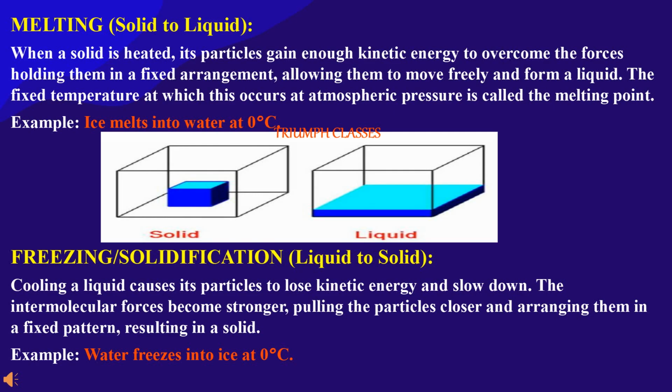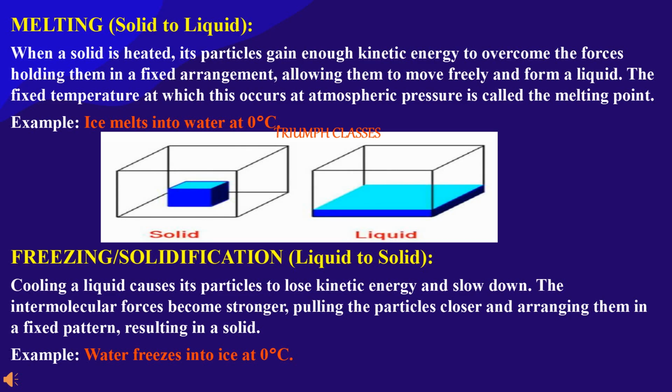Melting. Conversion of solid into liquid. When a solid is heated, its particles gain enough kinetic energy to overcome the forces holding them in a fixed arrangement, allowing them to move freely and form a liquid. The fixed temperature at which this occurs at atmospheric pressure is called the melting point. For example, ice melts into water at 0 degrees Celsius.